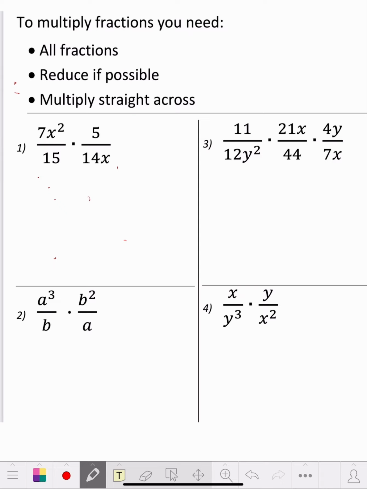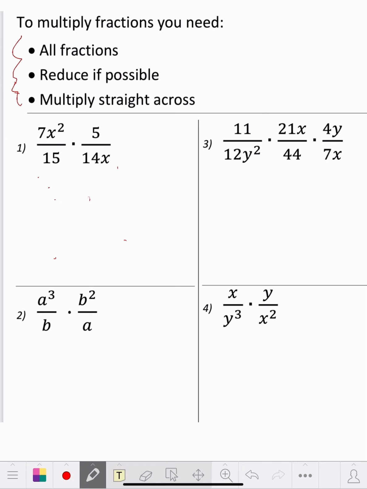Let's go through this. You got three rules. Remember, like we had the three rules before. It's got to all be fractions. Of course, we're not dealing with any whole numbers here, but if they did give us whole numbers, we'd solve them too, okay? And reduce if possible. I always feel I'd like to reduce before we multiply. Okay, you can reduce later, but it's a lot easier to reduce before. And then you just multiply straight across.